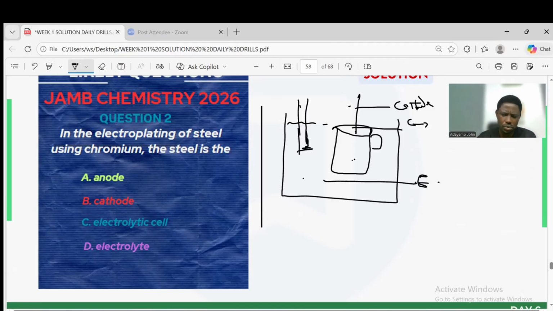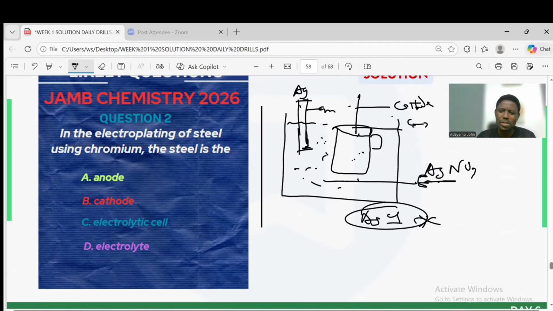For example, let's say I want to coat this with silver. I use silver as my anode and, as my cathode, the container that I want to electroplate. The electrolyte I'm going to use must be a soluble salt of silver, so AgNO3. If you say AgCl, no, because it's not soluble. So that's what we're saying: you use the soluble salt of the anode, then what you want to coat, you use as cathode.